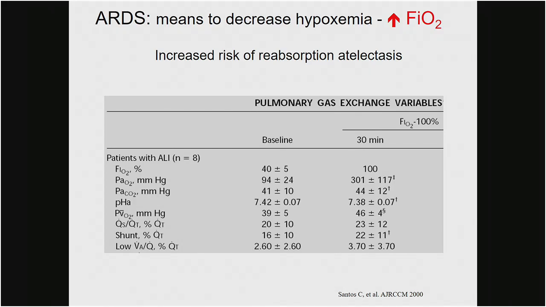By increasing FiO2, the other risk is to induce reabsorption atelectasis. In this table, you clearly see that the FiO2 was increased from 40% to 100%. In this case, the PO2 dramatically increased from 94 to 300. You can see that the shunt fraction went from 16 to 22, suggesting that part of the lung collapsed, and so there was really a reabsorption atelectasis going on. Okay, so be extremely careful when you're trying to manage FiO2. Okay, so next, please.